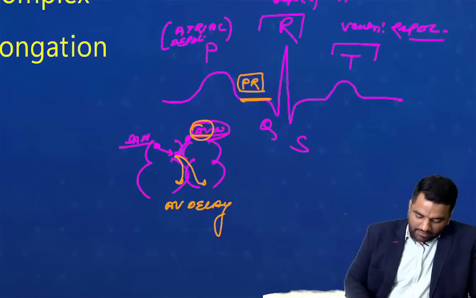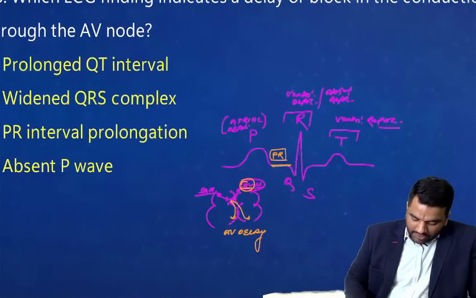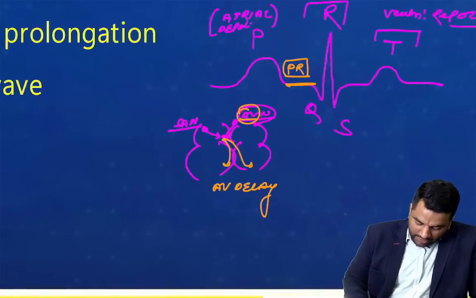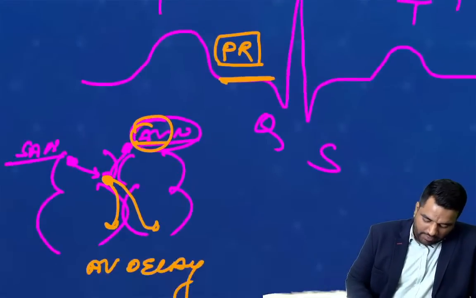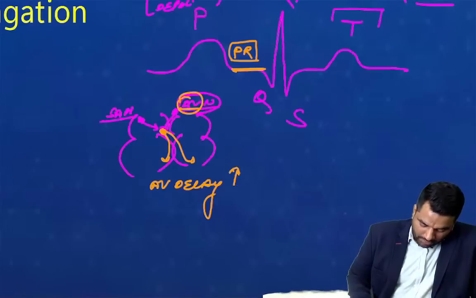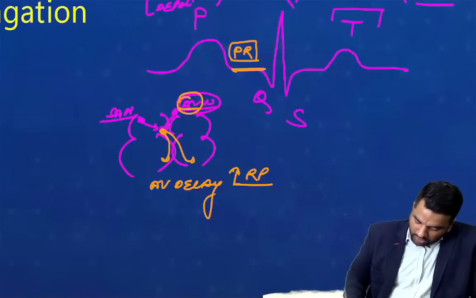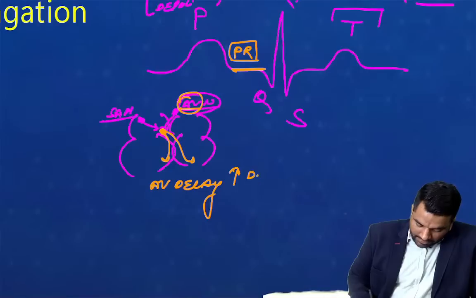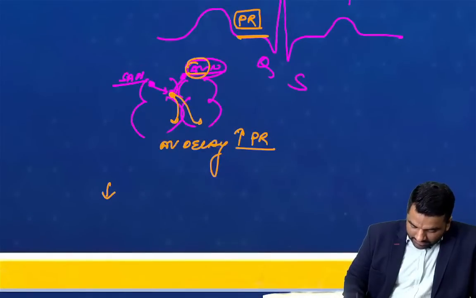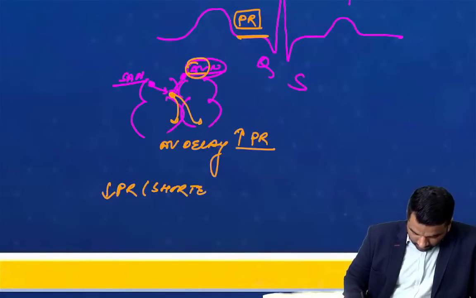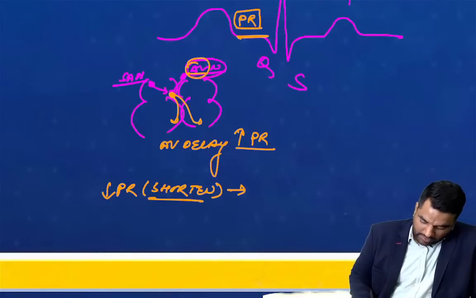So basically, whenever there is an AV conduction block, what could happen at the AV level? This PR interval will be prolonged. PR interval will be prolonged, right? Tell me, when will you find a decreased or shortened PR interval? That is your WPW syndrome.